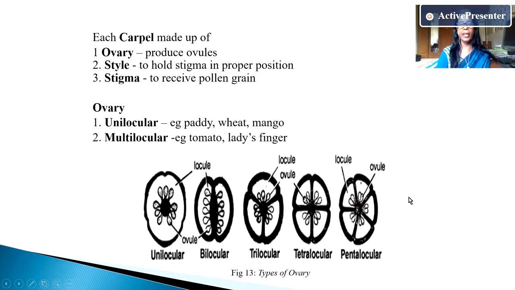And coming to the next, each carpel is made up of the parts: ovary, style, stigma. The function of the ovary is to produce ovules, the style to hold the stigma in proper position, the stigma to receive pollen grains. And the ovary is the main part of the gynoecium, and it is unilocular or multilocular according to the number of locules. Unilocular, example paddy, wheat, mango, etc. And multilocular, that is tomato, lady's finger.